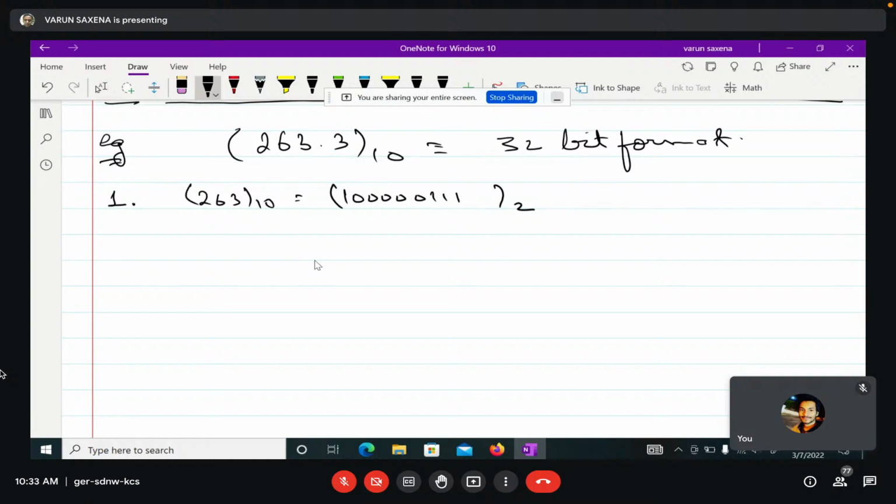And you are? My name is Swastik. Thank you, Swastik. This seems about right. Yeah, that's right. So this is 263, right? Then let's look at 0.3. What would be the binary equivalent for 0.3?